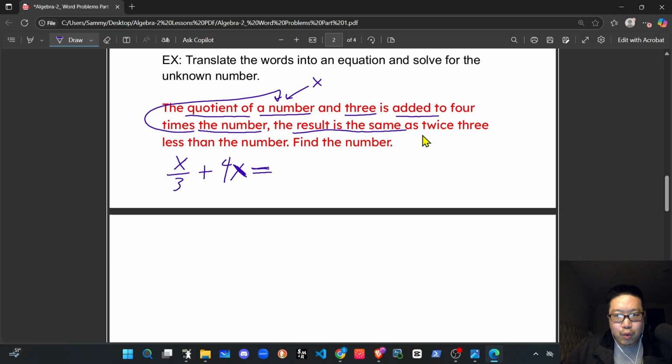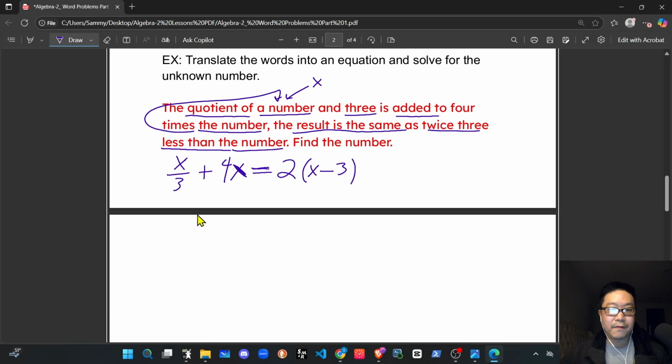So here it says twice 3 less than the number. Twice means to multiply by 2, right? Twice 3 less than the number means the quantity of 3 less than, so 3 comes after the number. And of course, the number, again, referring to your unknown, is x. So on the right side, we have twice 3 less than the number: 2 times 3 less than x. And it tells us to find the number.